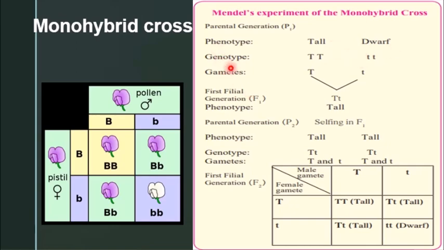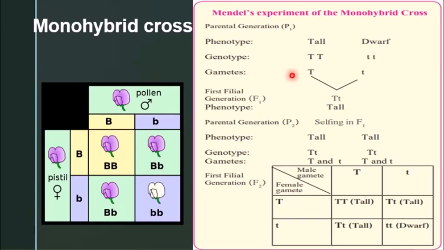So what will be the genotype here? So it can be capital T, small t and small t. Now this capital T is the dominant character and this small t is called the recessive character. So wherever you have even one single T present, the plant will be tall. And if you have one small t along with it, the plant won't be dwarf, the plant will be tall only.